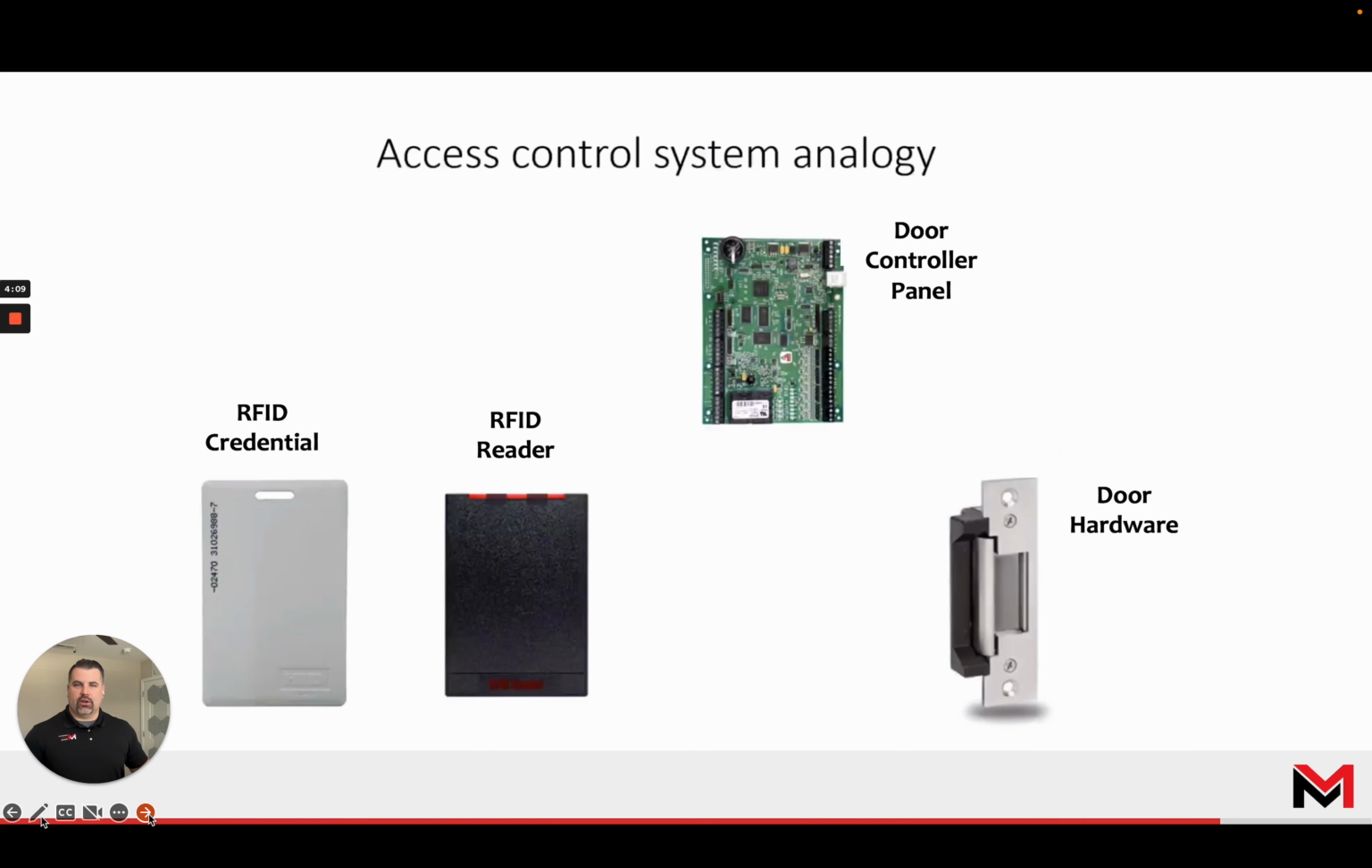So again, we'll take a look at the hardware that's included: our credential, our reader, the control panel, and the door hardware. The reader sends out the query to say, is there a credential present? The credential says, yes, I'm here. This is my number.